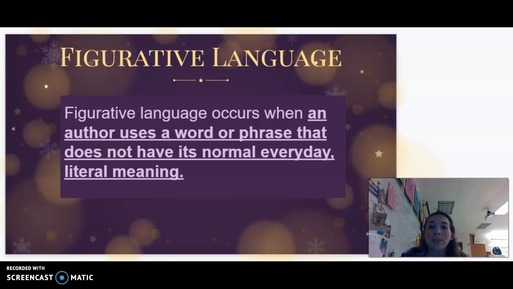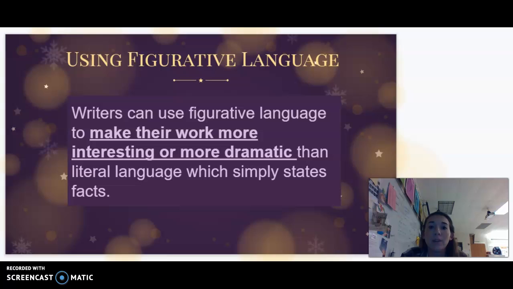Figurative language occurs when an author uses a word or phrase that does not have its normal, everyday, literal meaning. Using figurative language, writers can make their work more interesting or more dramatic than literal language, which simply states facts.